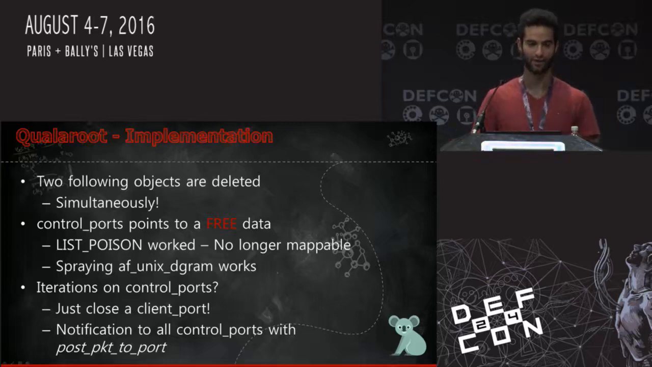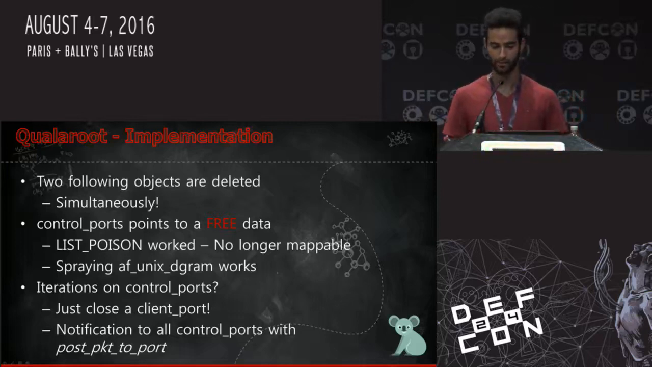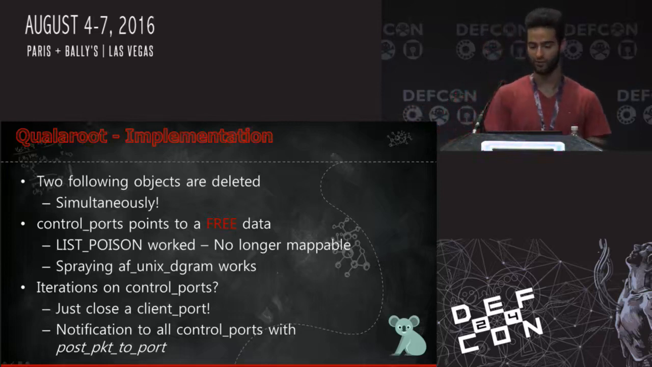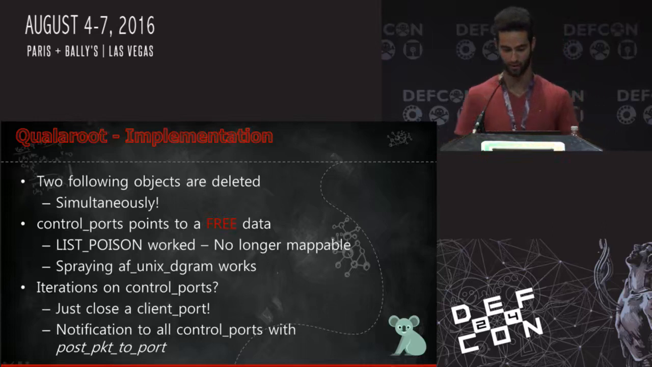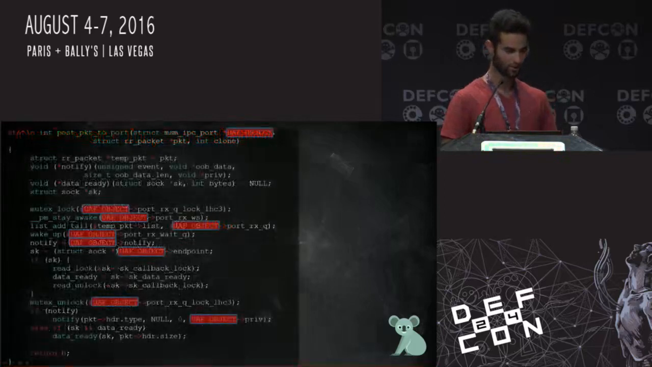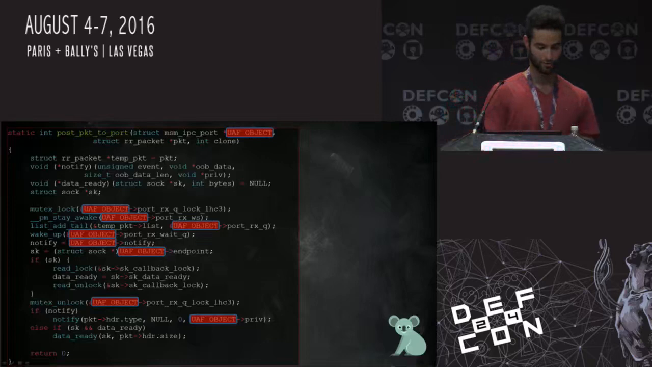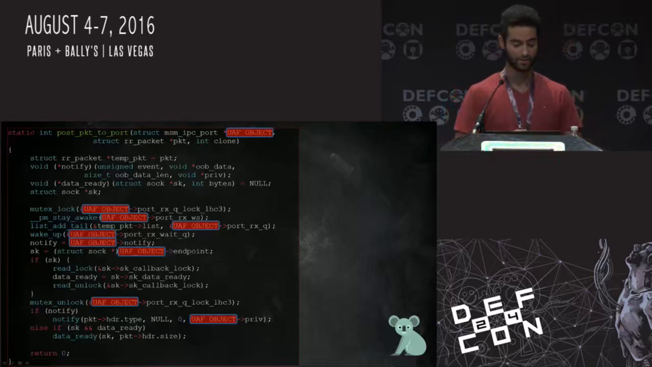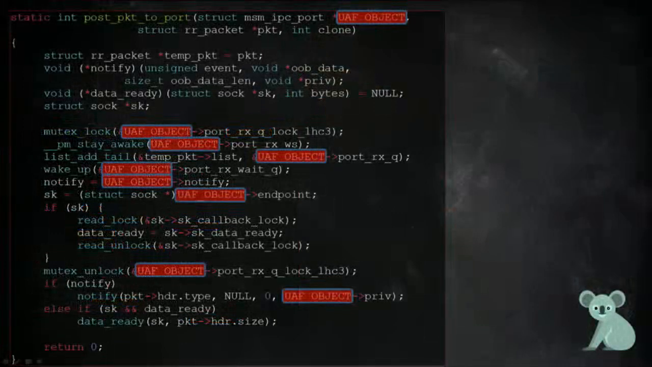Now, since this is the list of the control ports, once we fake an object there, we want the list to be used. So we just create or destroy any endpoint in this address family. And each time we do that, all the objects on this list must be notified about that. The notifying function is post packet to port. So each object in the control ports list is passed to the post packet to port function. That's the function; we're not going to go all over it. But as you can see here, we have a lot of new primitives, from information disclosure to function calls, memory corruption, and many other primitives.